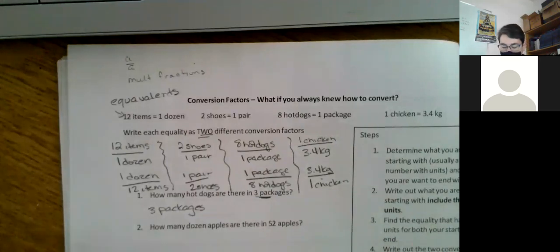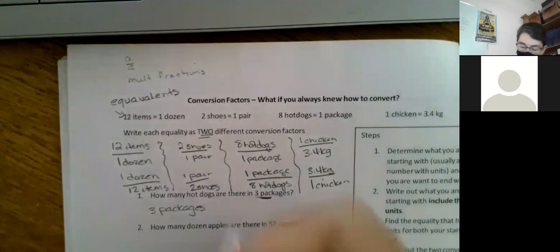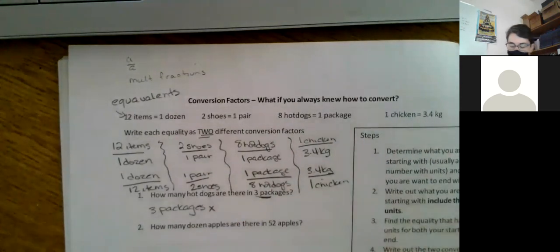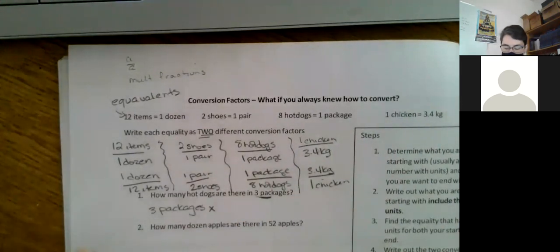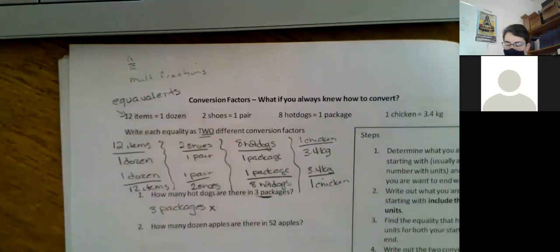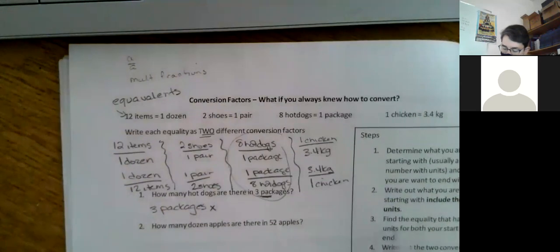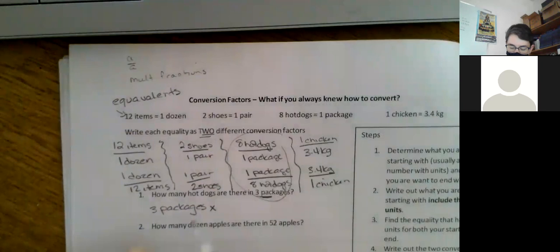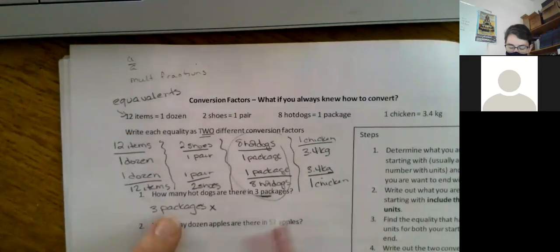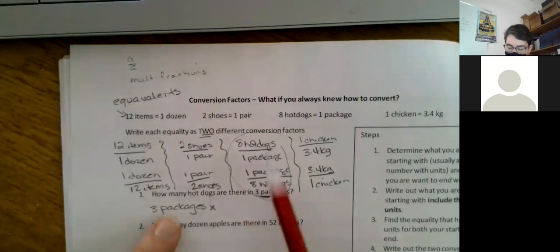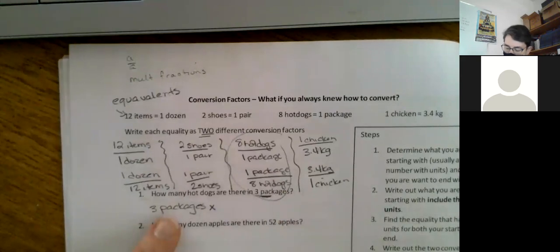All right, always. Now, the nice part with using conversion factors is no matter what you multiply. So I'm going to multiply by my conversion factor. Now, I need the ones on hot dogs. So it's these guys. And it says, find the equality that has the units for both the start and finish. Well, okay, so I've got hot dogs and packages. And I'm in packages, and I want to go to hot dogs. So it's one of these two. Write out the 2 conversion factors, done.